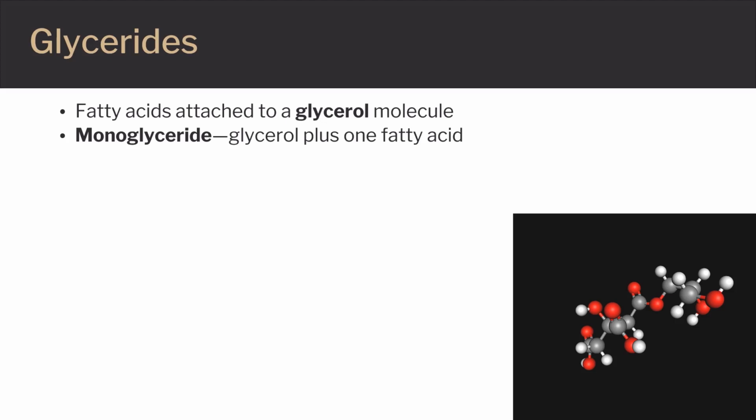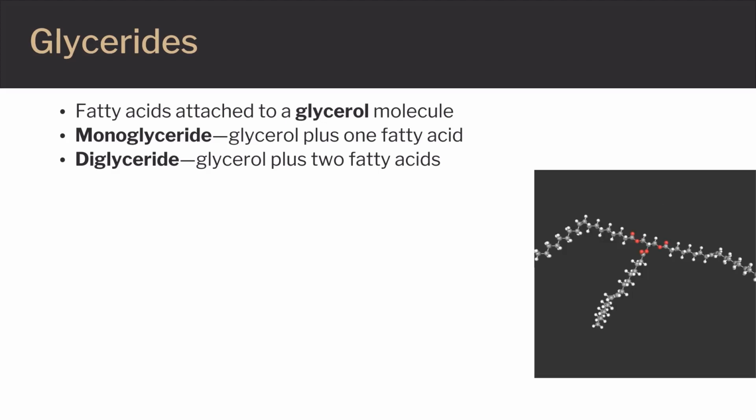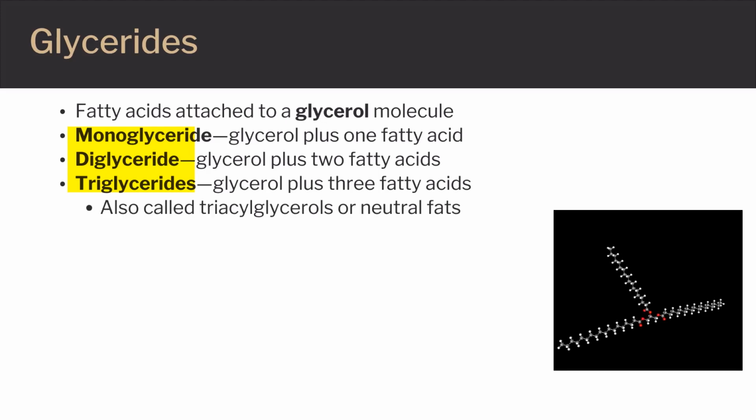A monoglyceride has a glycerol molecule plus one fatty acid. A diglyceride has a glycerol molecule plus 2 fatty acids. Lastly, a triglyceride has a glycerol molecule plus 3 fatty acids. Triglycerides are also called triacylglycerols or neutral fats. They probably sound familiar because much of our adipose tissue is composed of triglycerides.